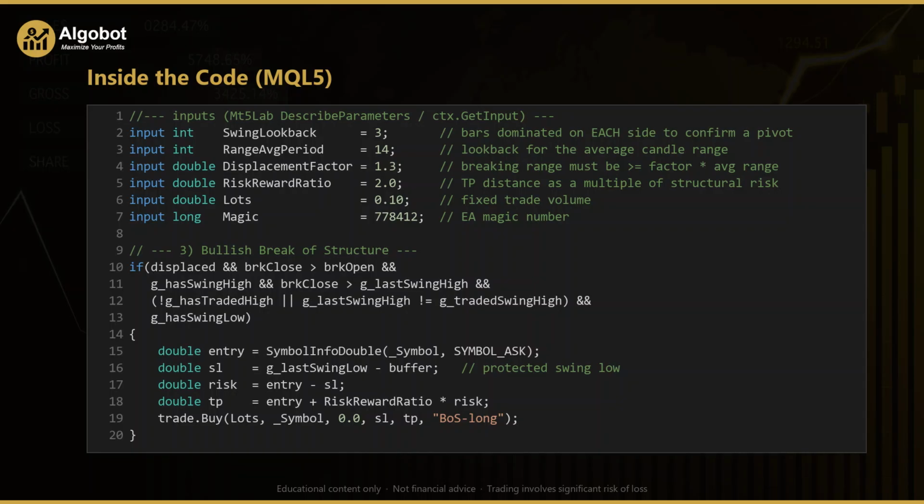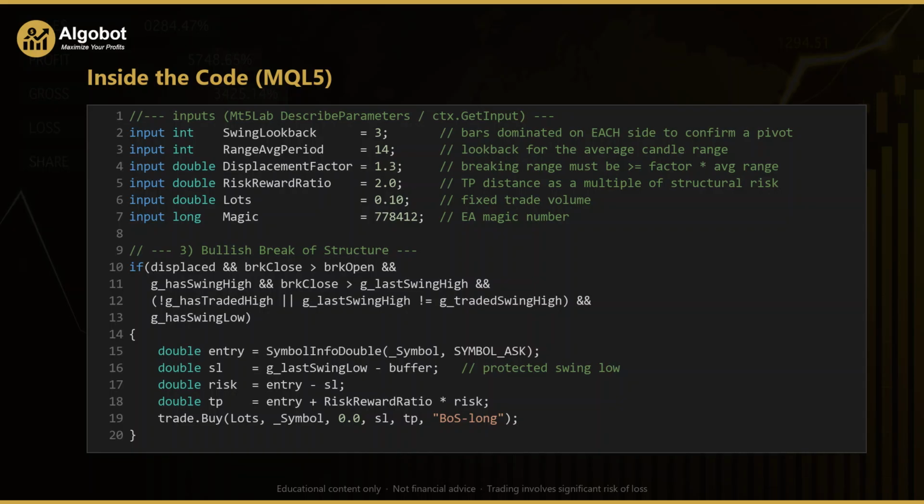Now the signal block. This is the bullish case. The condition first checks that the breakout candle is displaced and bullish, meaning its close is above its open. Then it confirms we have a swing high on record, and that the candle's close has pushed above that swing high. It also checks that we haven't already traded this exact level, and that a protected swing low exists to anchor the stop. Once all of that is true, the code reads the current ask price as the entry.